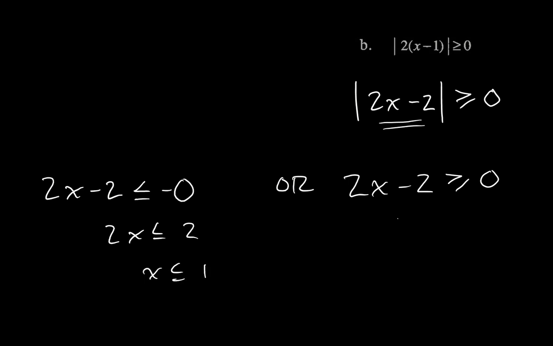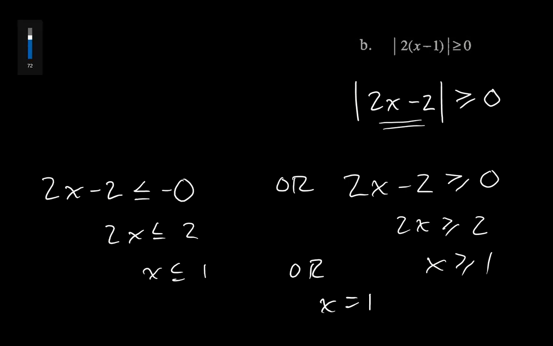And over here, I've got 2x is greater than or equal to 2. x is greater than or equal to 1. The only thing that's going to work here is 1, right? My value has to be less than or equal to 1 or greater than or equal to 1. Both can't be true. So guess what? x equals 1 is the only number that would work, right? And if I put 1 in there, oh yeah.